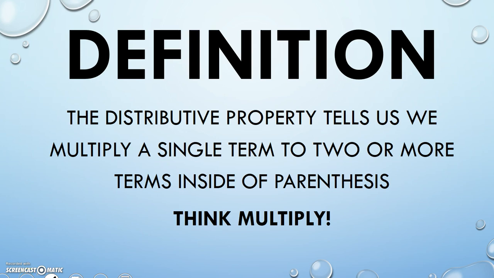Okay, so I want you to write down this definition, the definition of distributing. The distributive property tells us we multiply a single term to two or more terms inside of parentheses. Anytime we're solving equations and you see parentheses, you need to think distribute or multiply. Distribute is just another word for multiply, but we need to multiply everything inside the parentheses by everything on the outside of the parentheses. Remember, you can pause the video if you need more time to write.